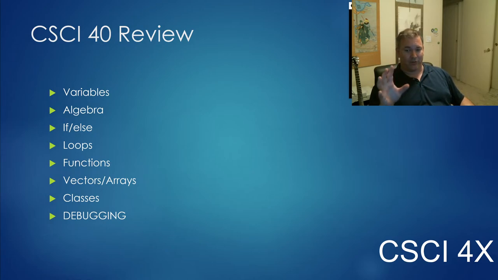CSCI 41 has a really high attrition rate, and it has a high attrition rate because you can pass CSCI 40 with a C without necessarily being able to do all these things, right? And so if you don't know how to do a for loop, you're in for a bad time in this class. I'm going to tell you that. If you don't know how to do a function, you're in for a bad time because it's all functions and for loops. You can't have any gaps in your CSCI 40 knowledge at all.